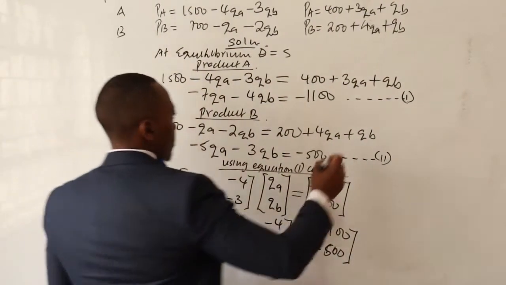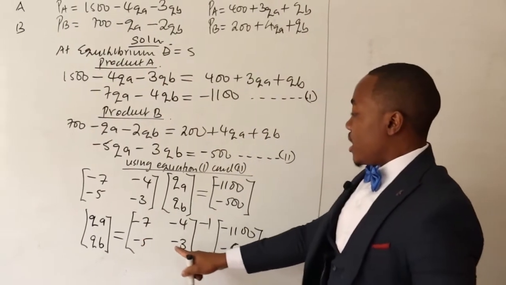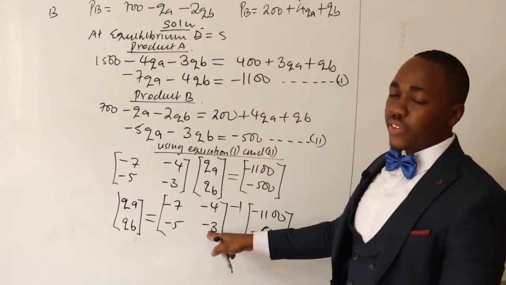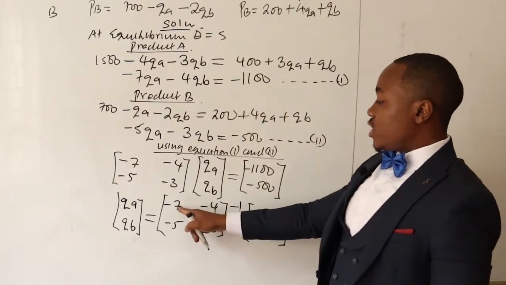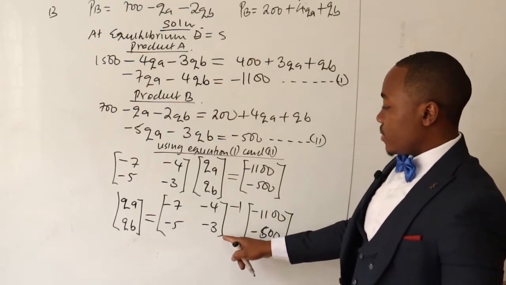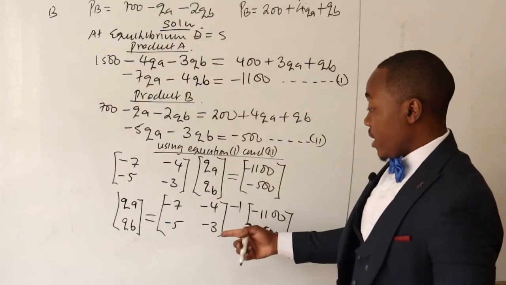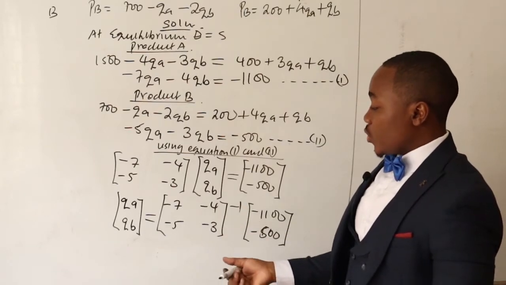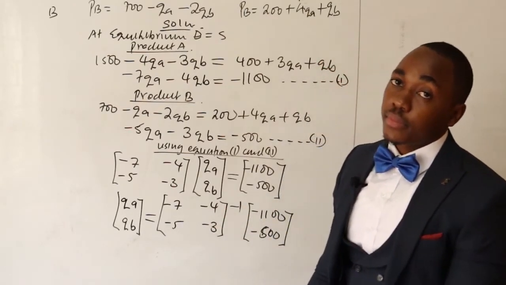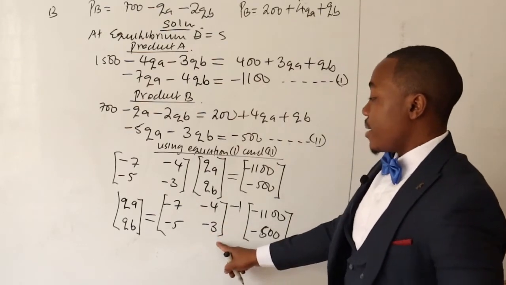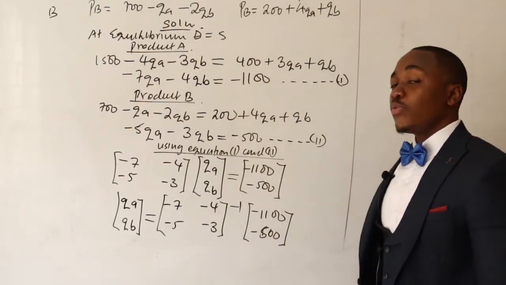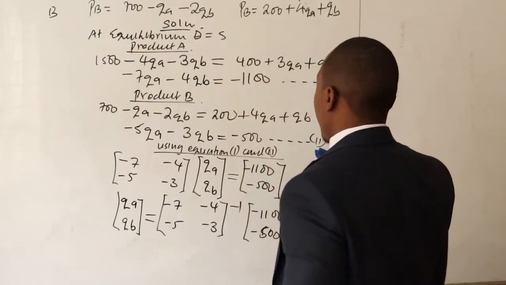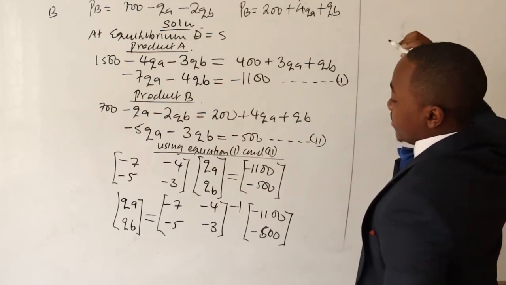So how do we get that? In this case, how do we get the inverse? First of all, you get the determinant. So it will be negative 7 times negative 3. Negative becomes a positive, so this is 21. You minus 5 times 4, that's 20. So 21 minus 20, you get 1. An inverse of 1 is how much? 1 and 1 becomes 1, so it will be 1 over 1.